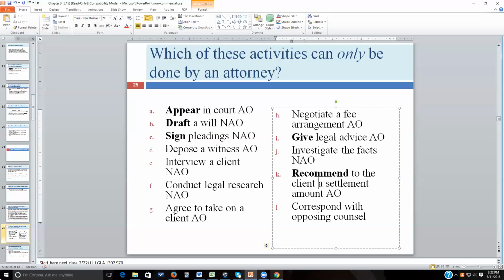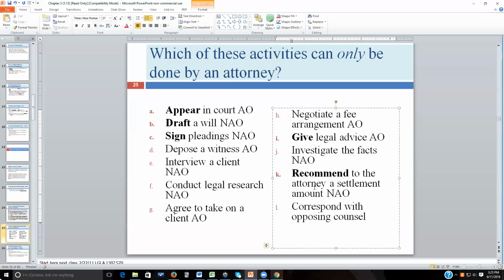A settlement amount. This is an attorney-only function because, again, this is giving legal advice. When you recommend a certain amount for settlement, you have inherently decided, well, this case is worth this much, not more, not less. And that requires that you have an understanding about the strengths and weaknesses of the case from a legal perspective. Now, having said it's an attorney-only function, if you were making a recommendation to the attorney for what should be conveyed to the client, then it's not an attorney-only function.